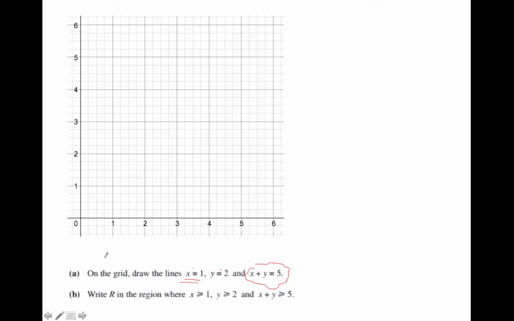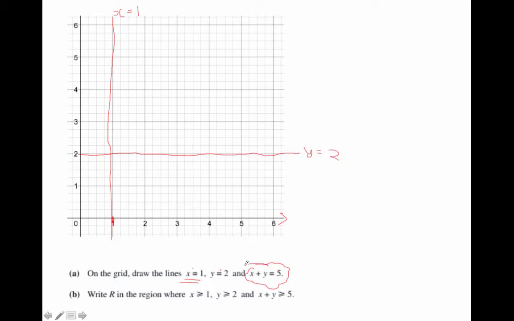X equals 1. If x equals something, we're looking at the x-axis, and if it equals 1, then it's here, or any point along this line. So this is the line, it should be straight if I draw it with a ruler. This is the line of x equals 1. Y equals 2, on the y-axis, here's 2. So this is the line of y equals 2, and label it as that.